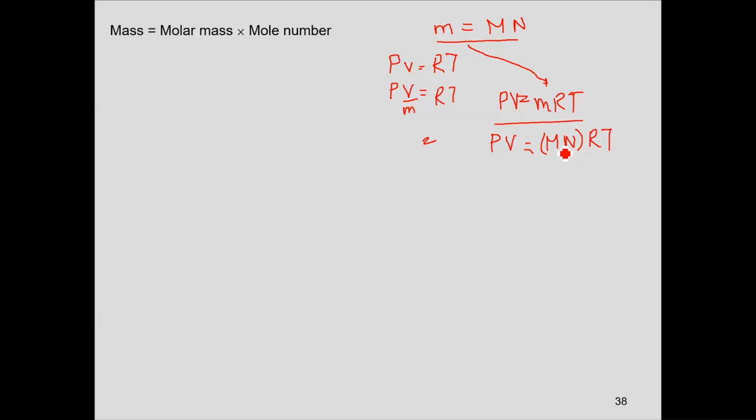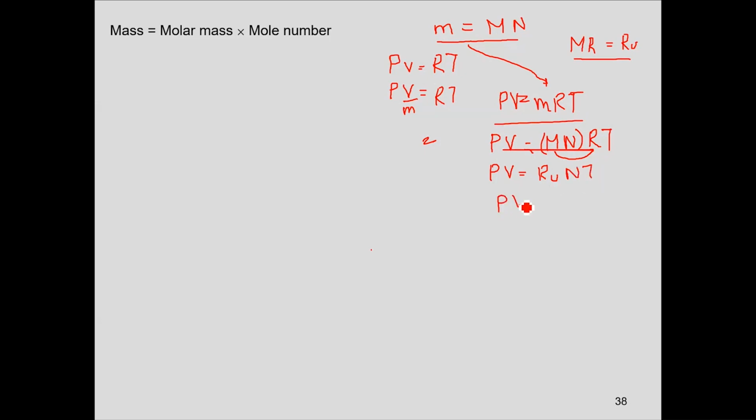Yes, sir. I have replaced the mass with Mn, molar mass multiplied with the number of moles. I hope this is clear to you. Yes, sir. All right. And in the last slide, you saw that M multiplied by gas constant is equivalent to universal gas constant. So I can replace this in this equation. I can replace PV equals to, instead of M and R, I can write RU N T.